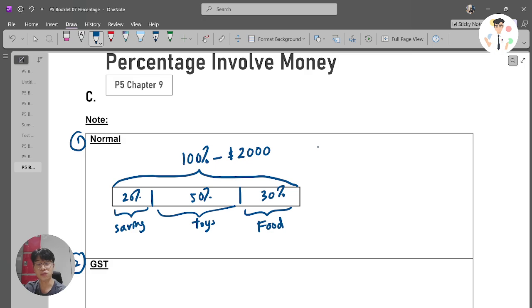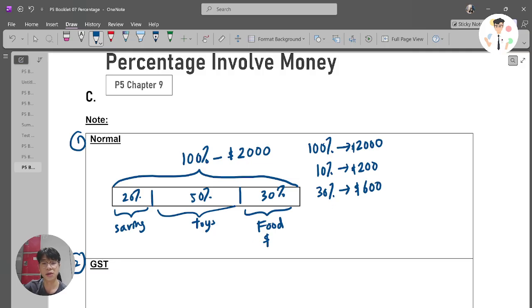So what you can do to find out is like this. If 100% is 2,000, then you can find out 1%, or rather, simpler, 10%. What is the amount? So if 100% is 2,000, 10% will be 200. So if 10% is 200, then 30% will be what? 30% will be times 3. So 200 times 3 will be 600. So I will say, 600 is what I spend on food. Okay, so that is basically how these things actually work.